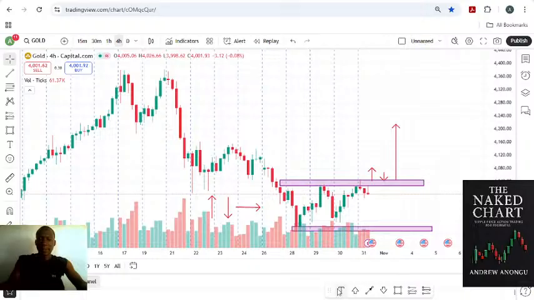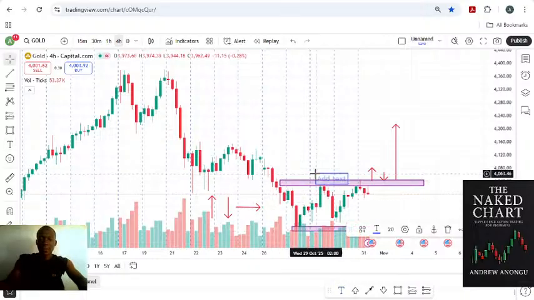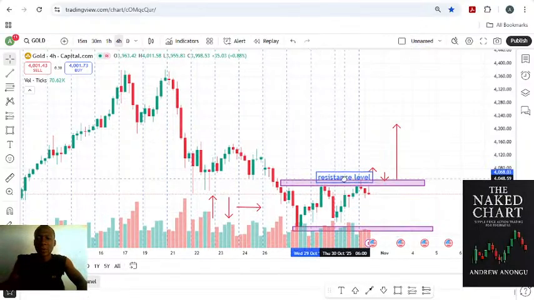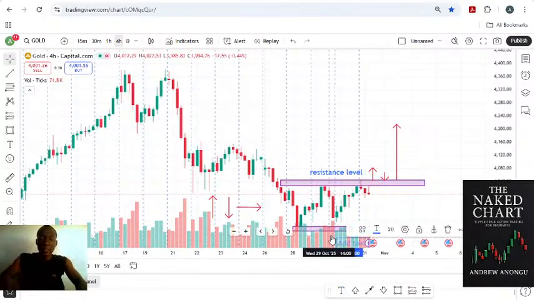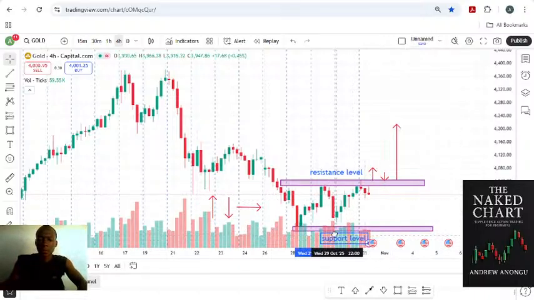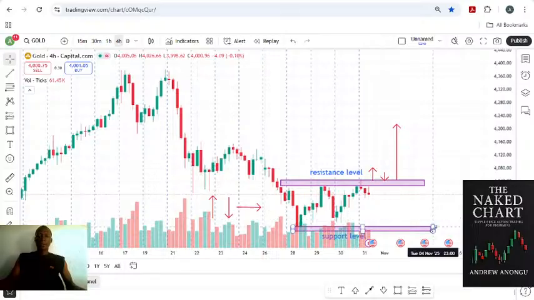So let me label the support and resistance so that you guys will understand this. This is our resistance level, and the way we mark out our resistance level is, as I said, we identify a level where price have been to before and price rejected. The same principle applies when marking our support level in the market. So this is our support.